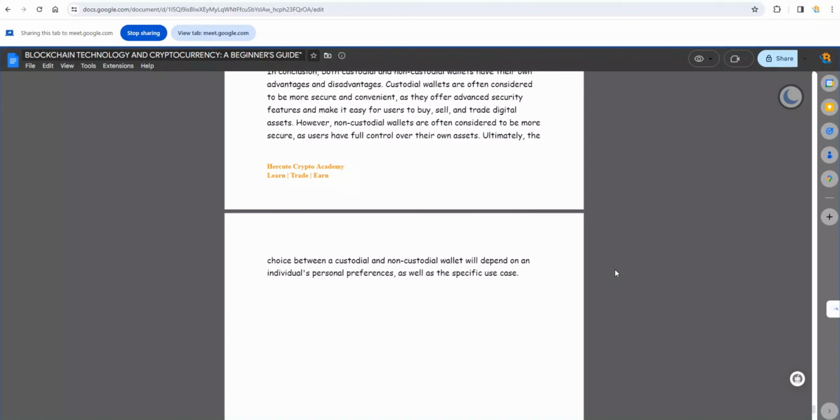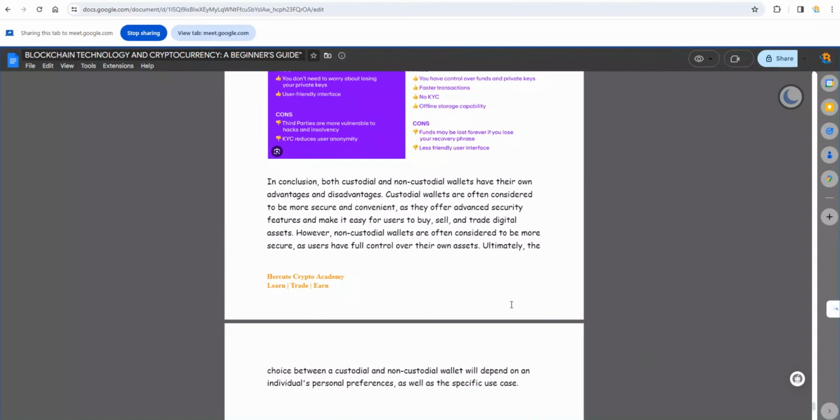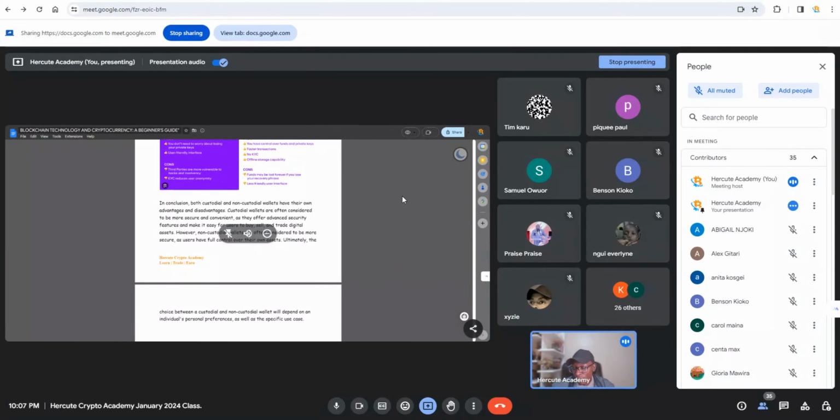So ultimately, the choice between a custodial and non-custodial wallet will depend on individuals' personal preferences as well as specific use case. Now that marks the end of the custodial and non-custodial wallet. And now I want to ask someone a question.